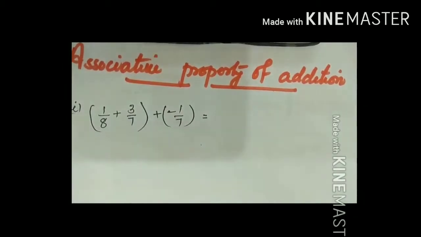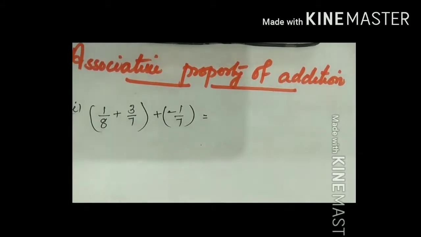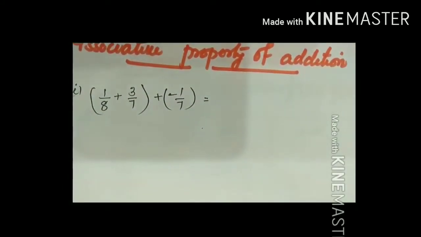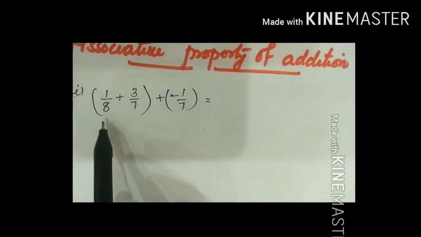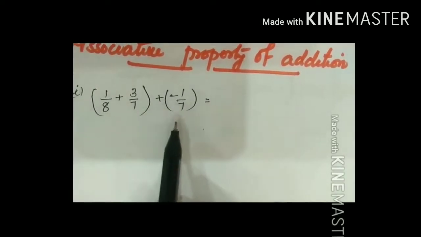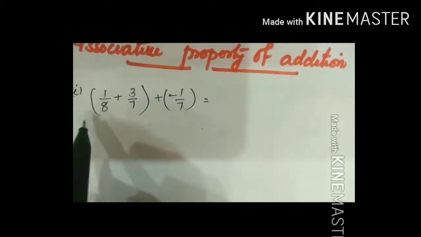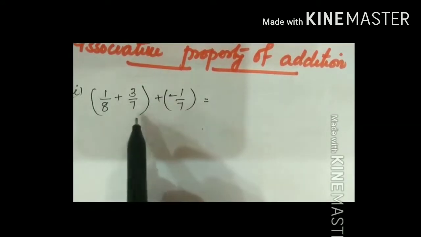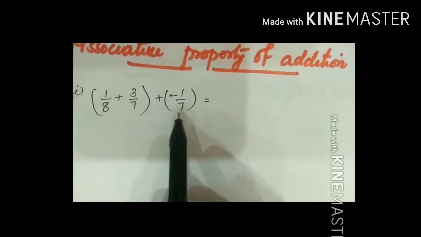Now we are going to learn associative property of addition for rational numbers. In this case, instead of two numbers, there will be three numbers. In this case, numbers are rational numbers. So we are going to add three rational numbers. Okay. So these are the three rational numbers: 1 by 8 plus 3 by 7 plus minus 1 by 7. 1 by 8, 3 by 7 and minus 1 by 7. So I'm going to group first and second, and then I add first and second, and the result will be again added with the third number.